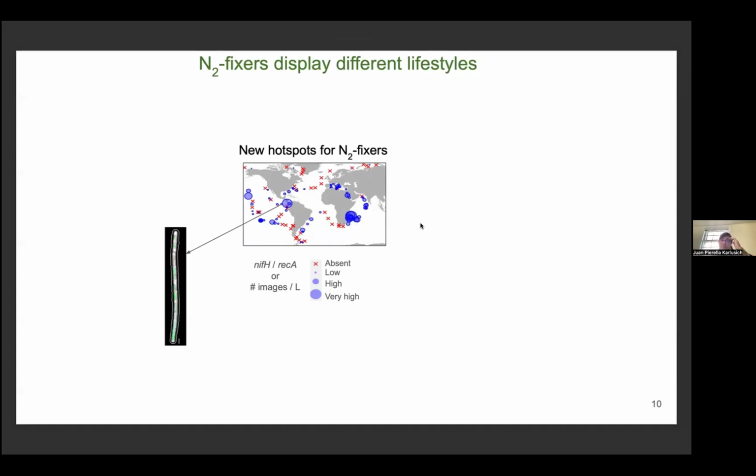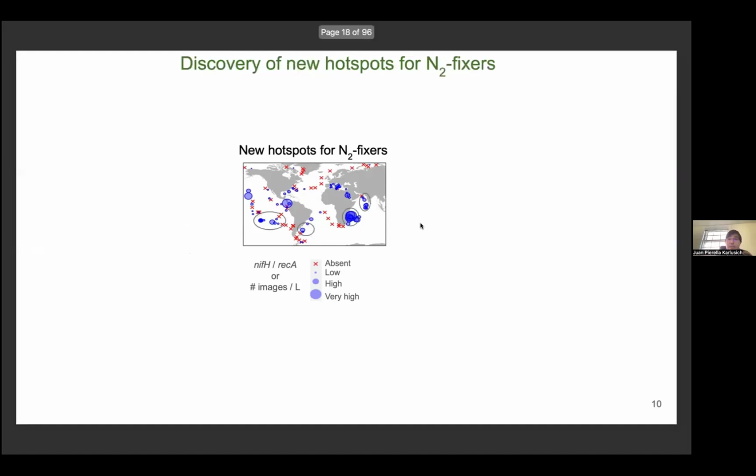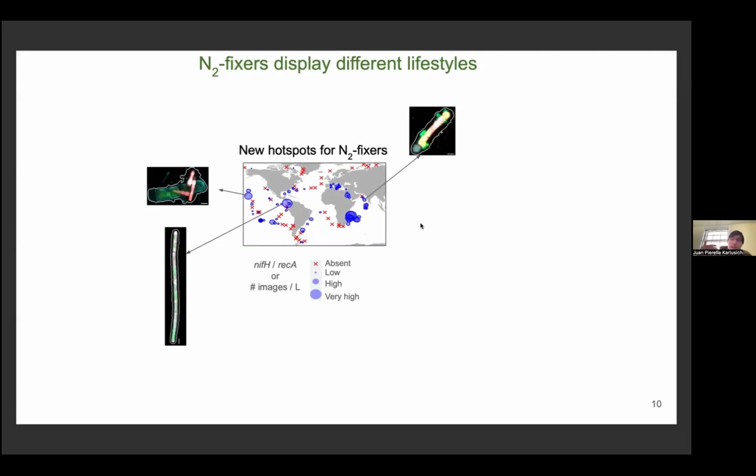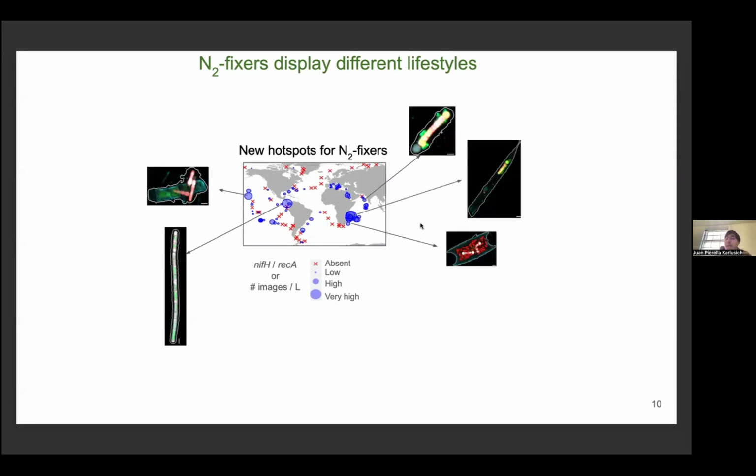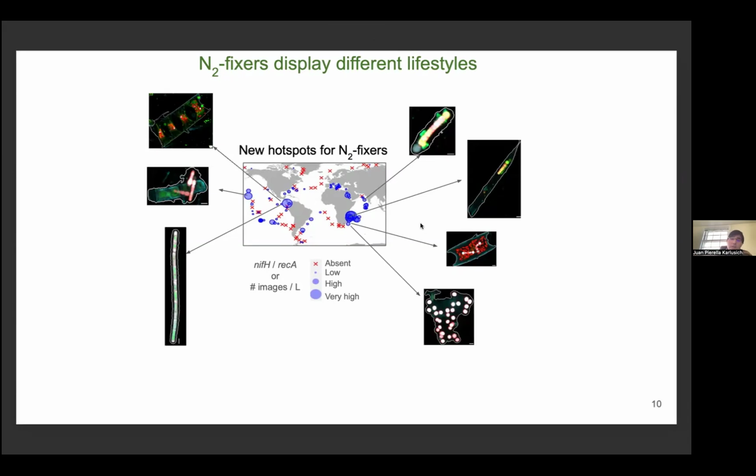And with the images, we were able to detect the lifestyles, for example, detect free filaments of Trichodesmium, the free filaments of Calothrix, as well as filaments of Calothrix attached to the diatom Chaetoceros, filaments of Richelia living inside the diatom Rhizosolenia or Hemiaulus, colonies of Crocosphaera, as well as Crocosphaera living inside the diatom Climacodium, as well as the UCYN-A symbionts that are now considered to be an organelle of certain haptophytes.